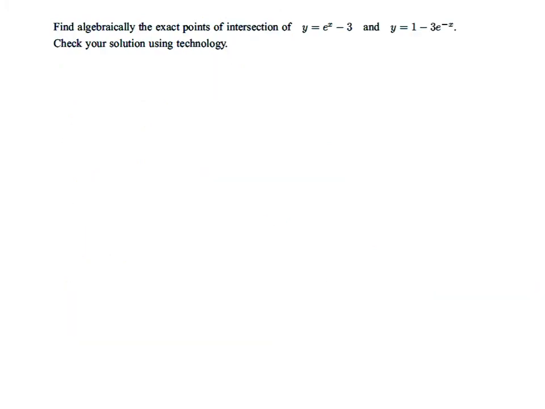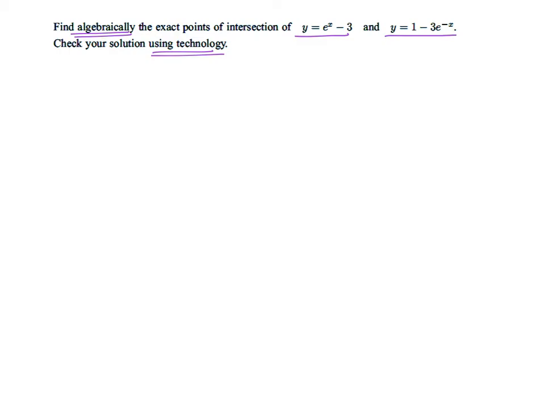Find algebraically the exact points of intersections of y is equal to e to the x minus 3 and y is equal to 1 minus 3 e to the negative x. Then check your solutions using technology. When it says algebraically, it means show it by hand. Then you can check your answers using a calculator.